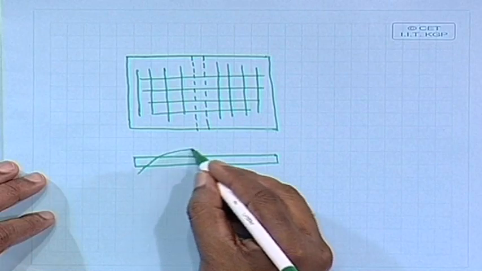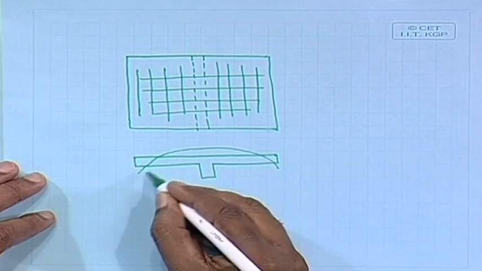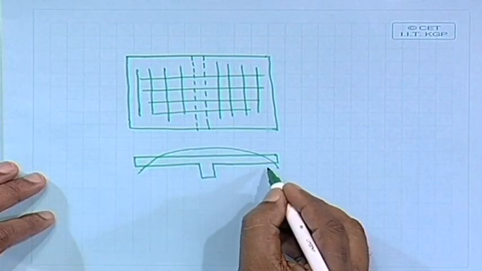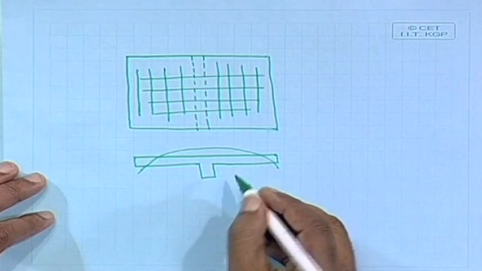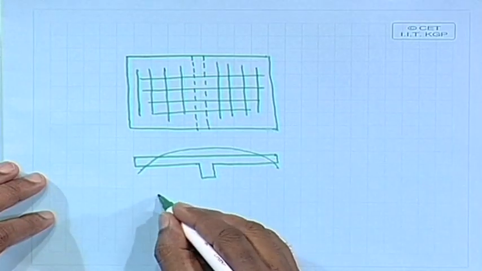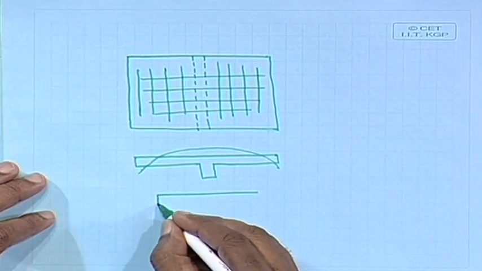So, it bends along this line. Whenever this beam bends, the slab should resist. So, we shall get some equivalent length of the flange.